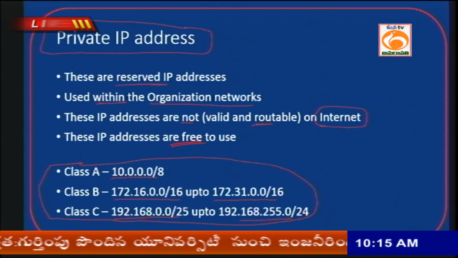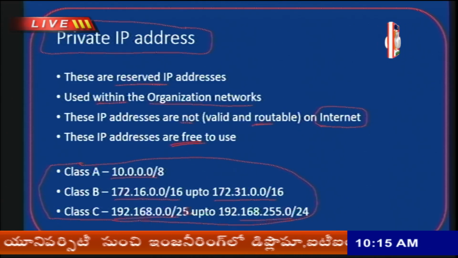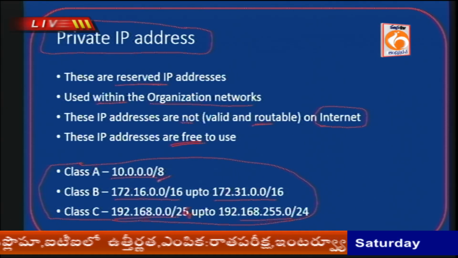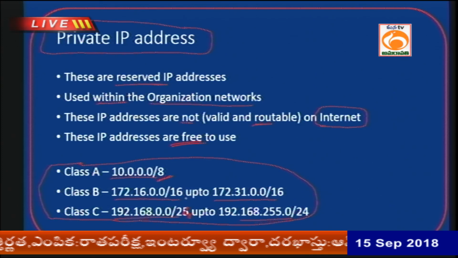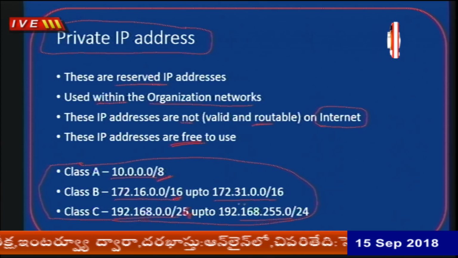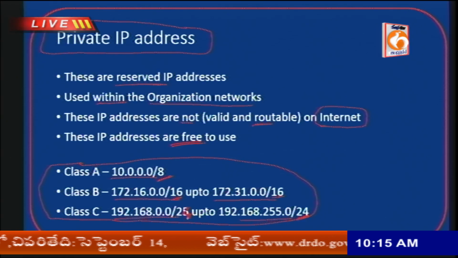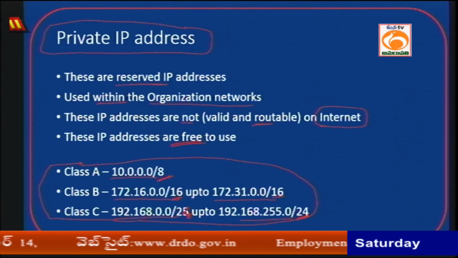This is /24 here, 24/24. Just now we have learned for class A the mask is /8, for class B the mask is /16, and for class C it is /24. So 24/24 means default class C network. Now we have seen that the private IP addresses are free for any organization to use, and majority of organizations use private IP addresses within their computer networks.